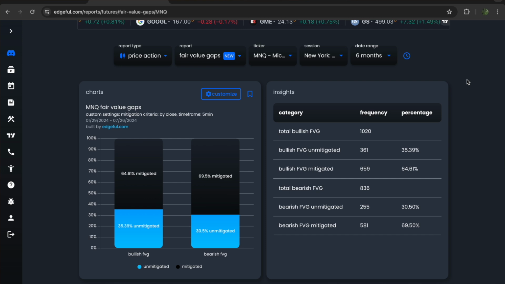Now, if you want me to make a video on that, I'd be more than happy to. I could also point you in the direction of some content where you can get really detailed into how fair value gaps work on all time frames. But that would be for another video.